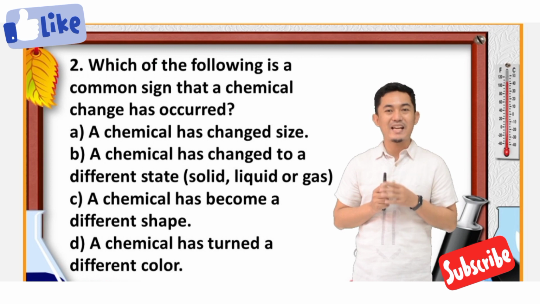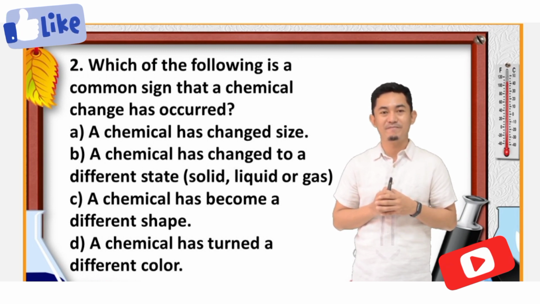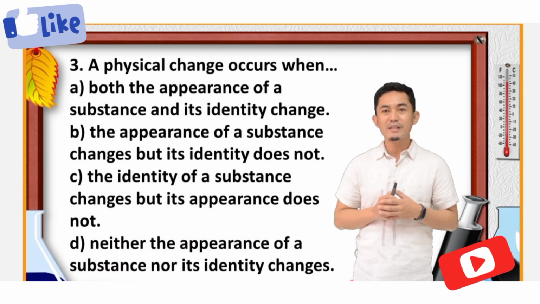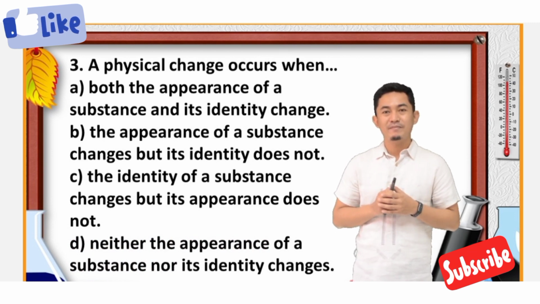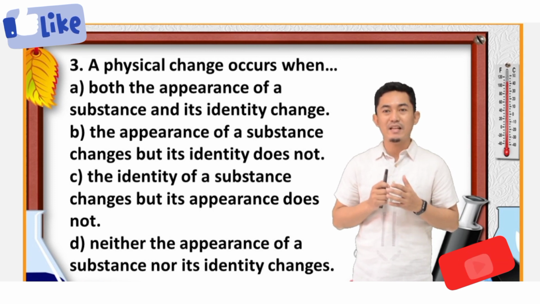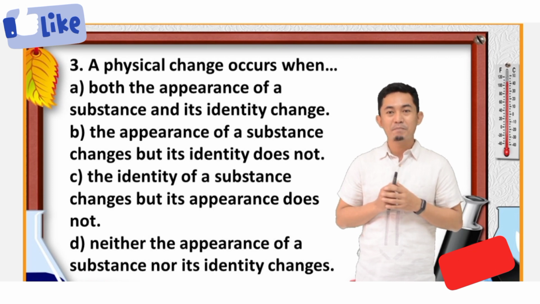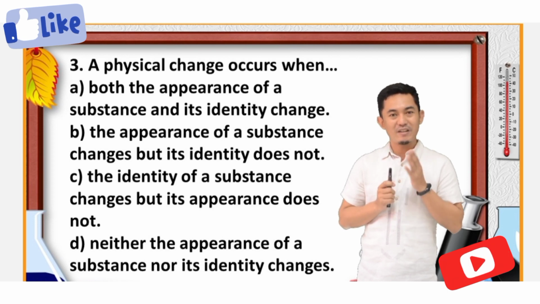Which of the following is a common sign that a chemical change has occurred? Correct. It should be letter D. A chemical has turned a different color. Third question. A physical change occurs when A. Both the appearance of a substance and its identity change. B. The appearance of a substance changes but its identity does not. C. The identity of a substance changes but its appearance does not. Or letter D. Neither the appearance of a substance nor its identity changes. You are correct. It should be letter B.